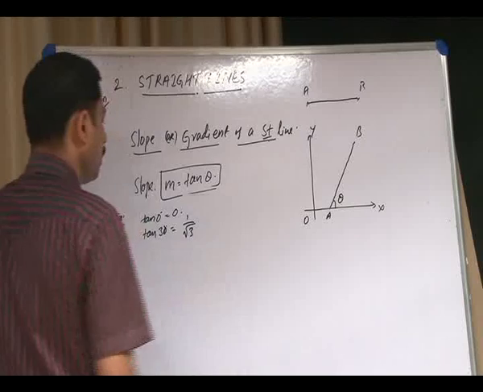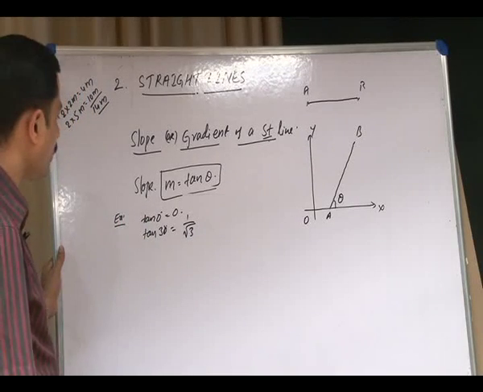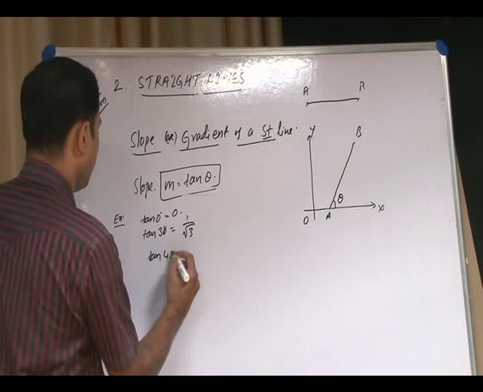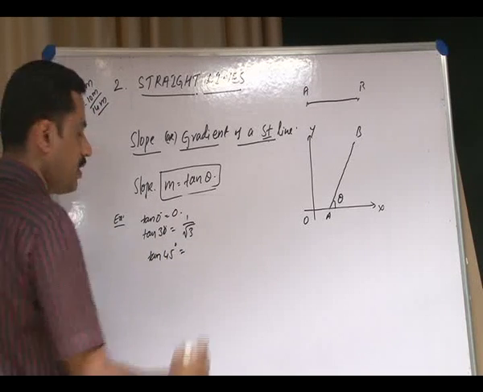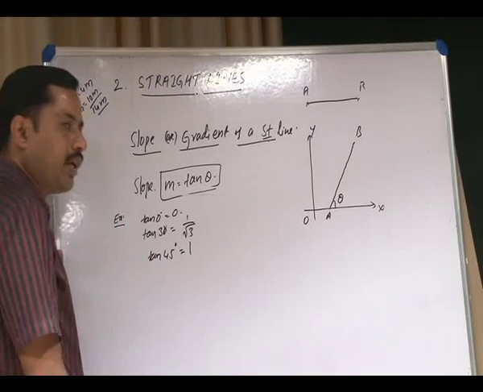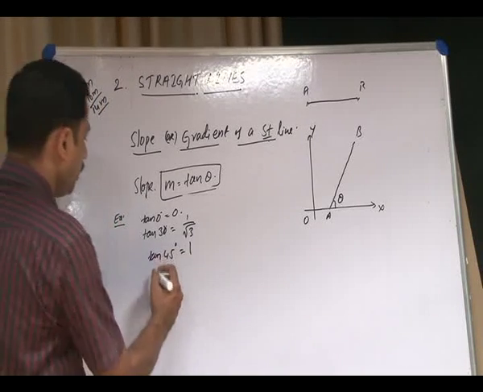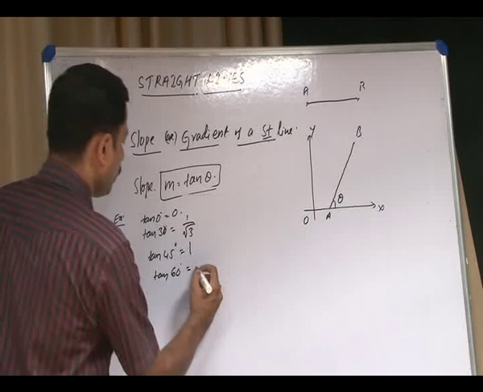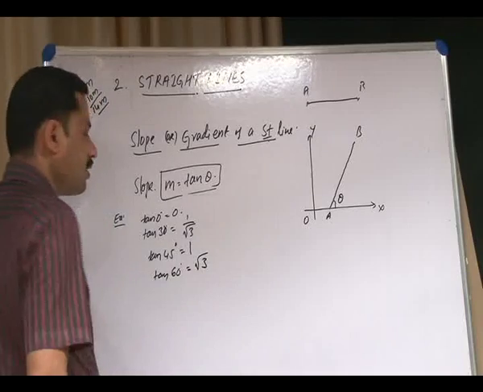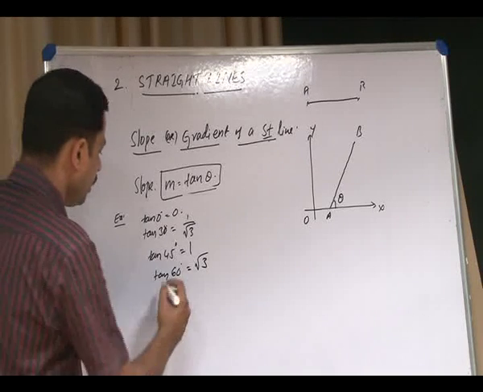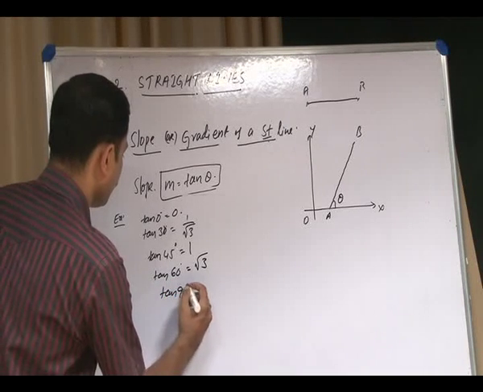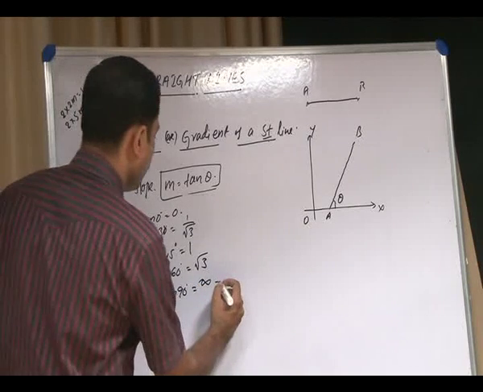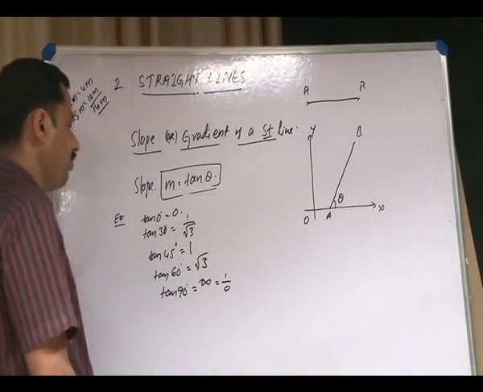Tan 30 value is 1 by root 3. Similarly, tan 45 degrees is equal to 1. Then tan 60 degrees is equal to square root of 3, and tan 90 degrees is given by infinity, or you can write this as 1 by 0, infinity.